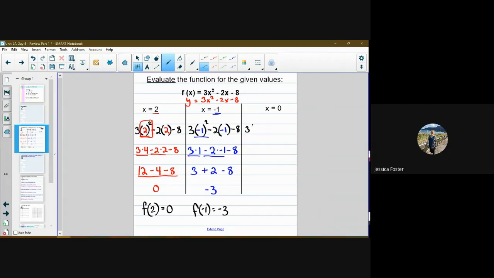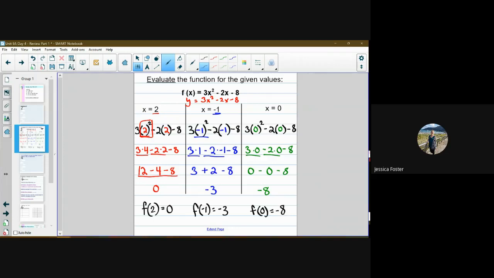So I've got 3, again, times what we're going to put in for x squared, minus 2 times what we're going to put in for x, minus 8. And this time I'm going to put in 0. So I've got 0 squared, which is 0. And I got minus 2 times 0, that hasn't changed, and minus 8. So we got 3 times 0, which is 0, minus 2 times 0, which is 0, minus 8. 0 minus 0 minus 8 is negative 8. So when I put in my last function of f of 0, I got out negative 8.